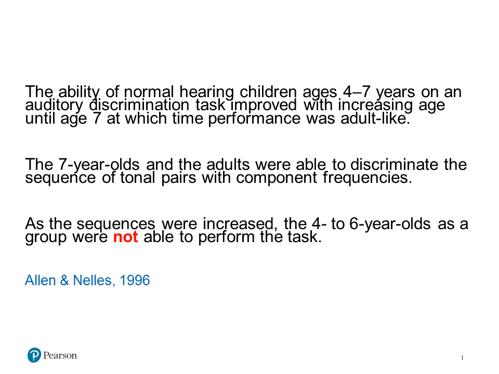The ability of normal hearing children between the ages of 4 and 7 on an auditory discrimination test was found to improve with increasing age until about the age of 7, when the skill became adult-like. According to Allen and Nels in 1996, 7-year-olds and adults were able to discriminate the sequence of tonal pairs with component frequencies. And as the sequences were increased, the 4 and 6-year-olds as a group couldn't perform the task because obviously it became more difficult for them to do.